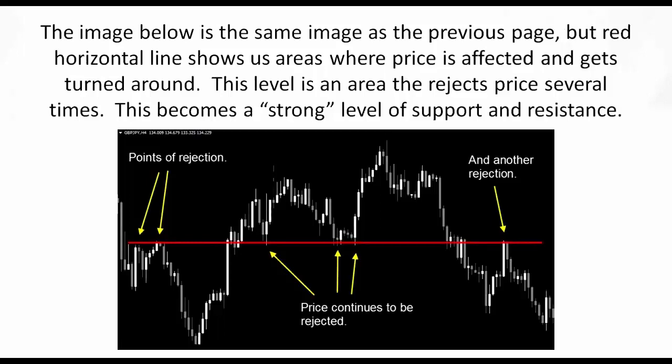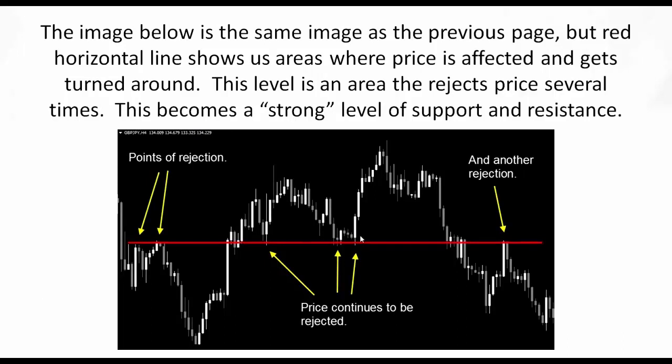Now, the image below is the same image that we just saw on the previous page, but the red horizontal line shows us areas where price is affected and gets turned around. Now, this level is an area that rejects the price several times. This becomes a strong level of support and resistance.